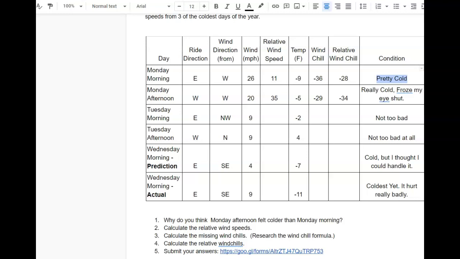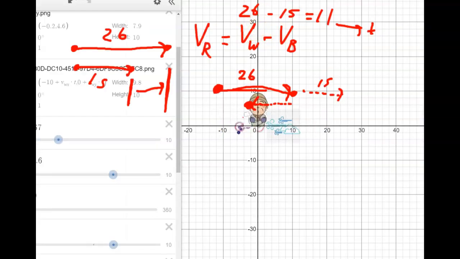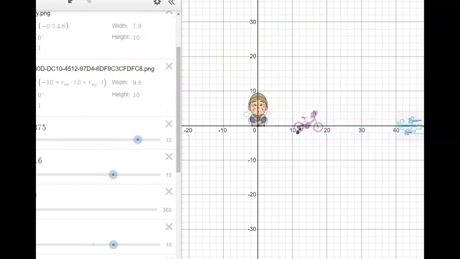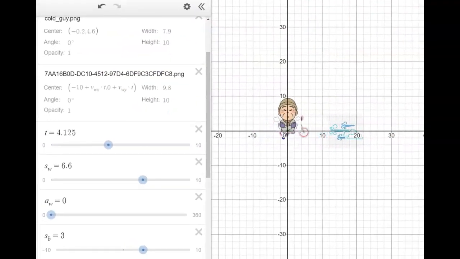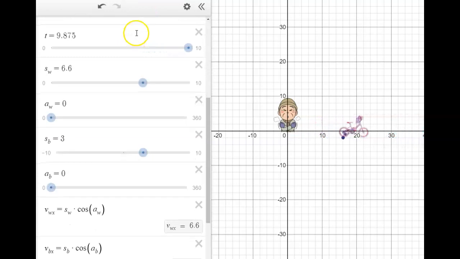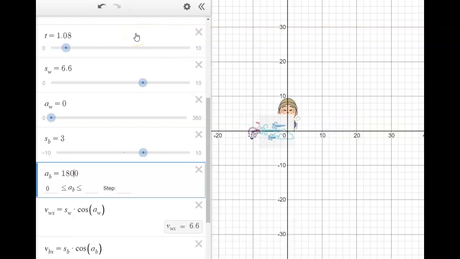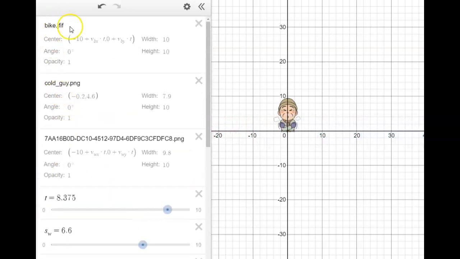But coming home, the wind was still from the west, but now I'm going west. I'm going into the wind. So the wind's at 20, and now I'm coming at 15. So if we look at that here, now we have the wind speed here. I'm going in the opposite direction. So the biker's direction is now west, so 180 degrees. Not 1800, 180. So now I'm going opposite here. And I'll put my starting point here so we can see it.